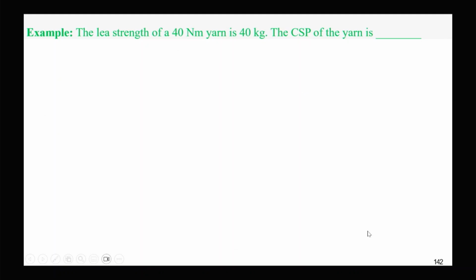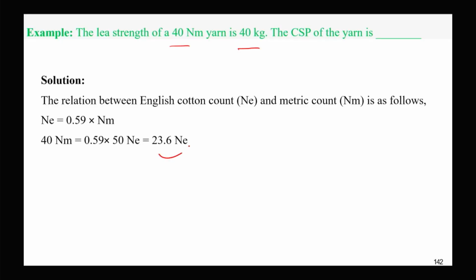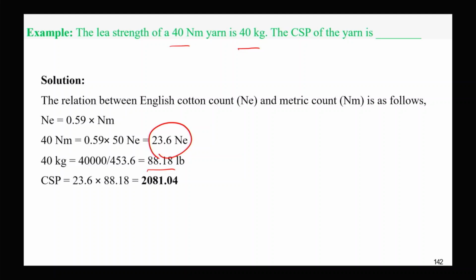Again, a similar numerical where the linear density is given in metric count and strength is given in kg. So the metric count we convert to English count, 23.6 NE, and 40 kg is 88.18 pound. So CSP is 2081.04.